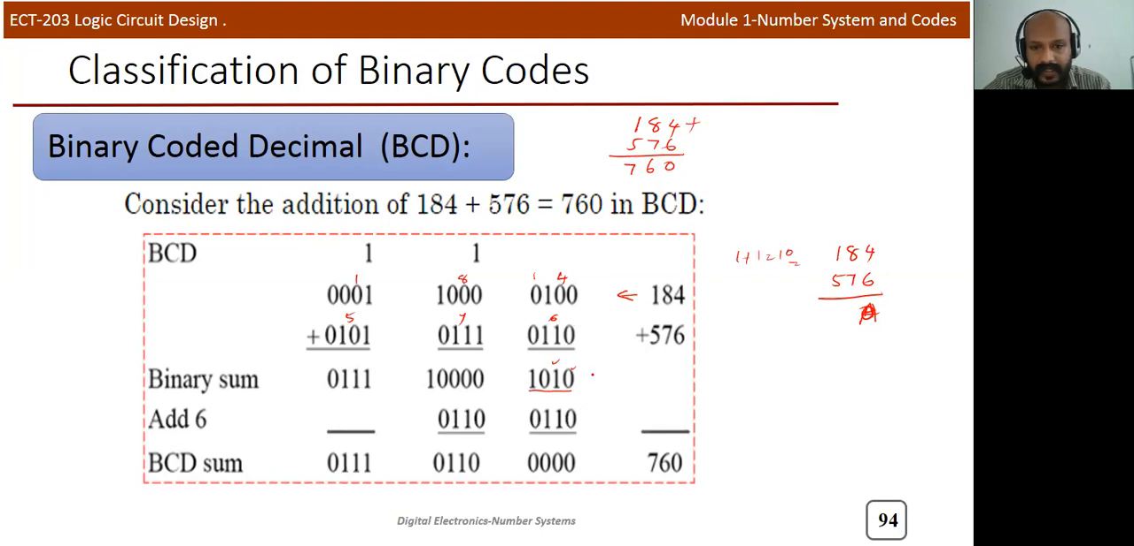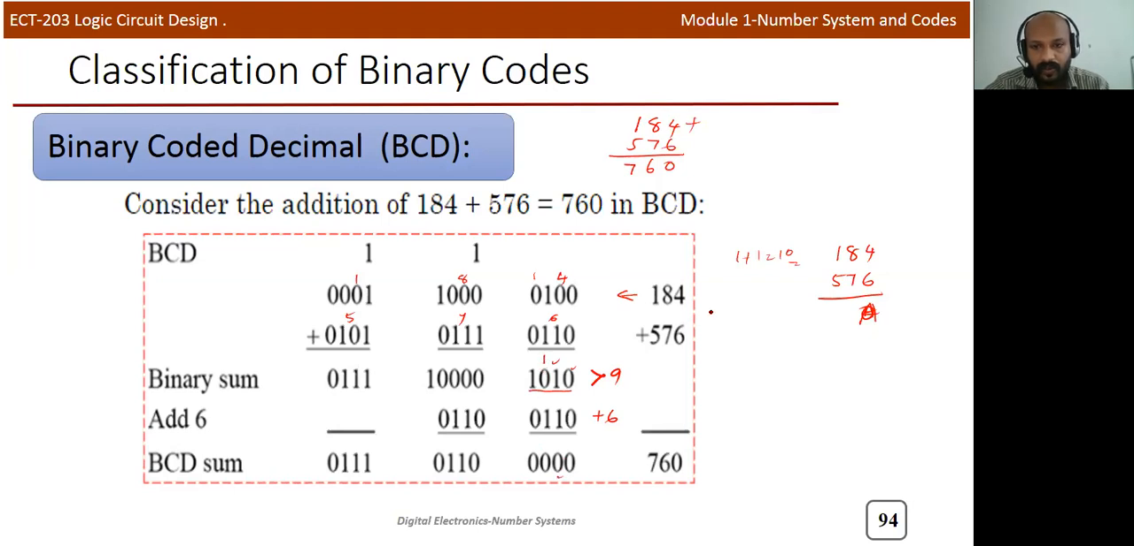So here the result is greater than 9. Am I correct? So two conditions already we mentioned: if the result is greater than 9, or if there is a carry at the 4th bit. Here the result is greater than 9 because it is equivalent to 10. We will add 6 to that. So this is plus 6. If you add 6, you will get 0. 1 plus 1, 1 0, so 0 will be here. Again, there is a carry. We'll add that carry here.